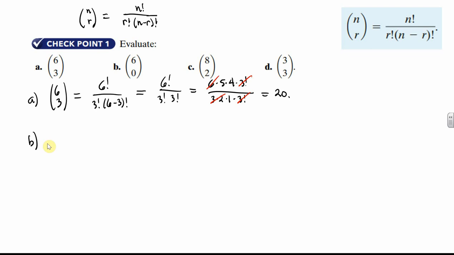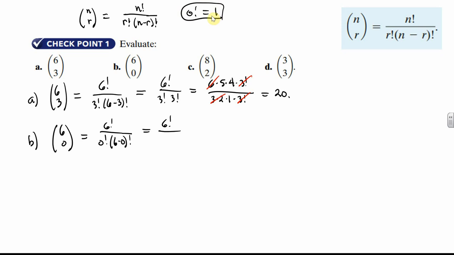Okay. So this is the formula for the coefficient. Let's take this next one: 6 things taken 0 at a time. So this is 6 factorial over 0 factorial times (6 minus 0) factorial. So this is 6 factorial up top. You remember we define 0 factorial as 1. So that's 1. And then 6 minus 0 factorial is 6 factorial. Well, anything divided by itself is just 1.